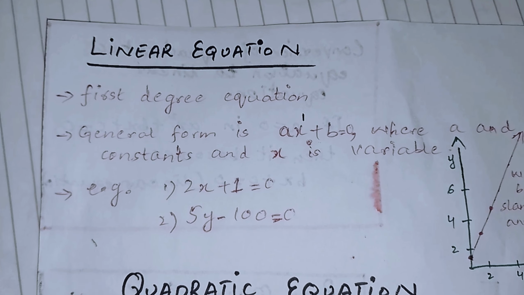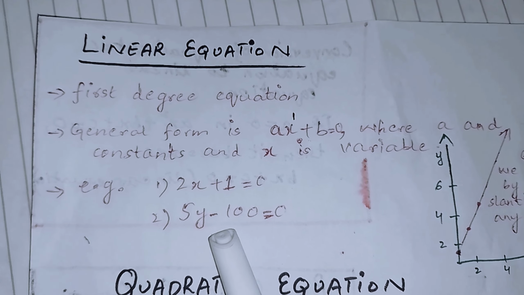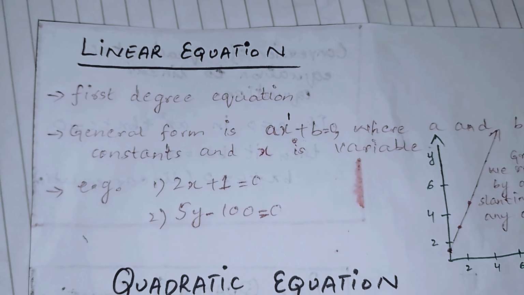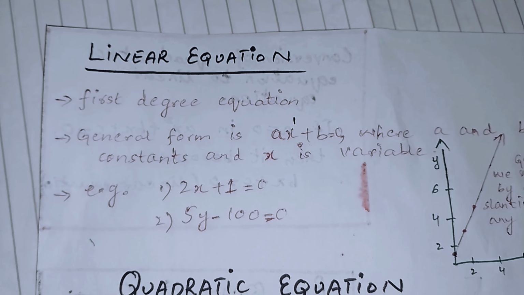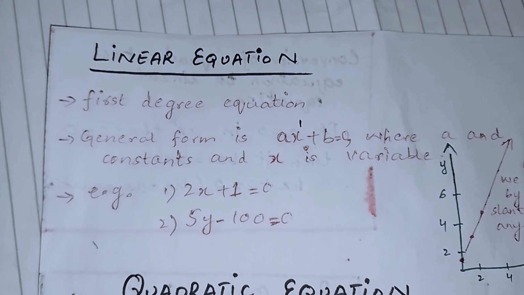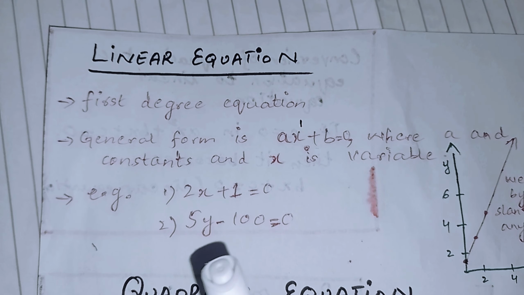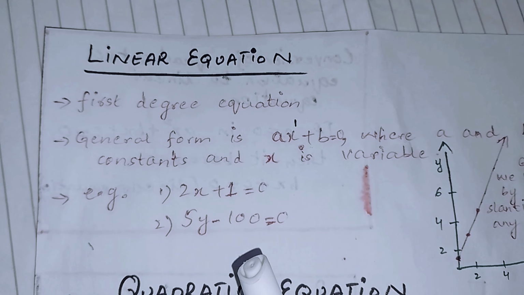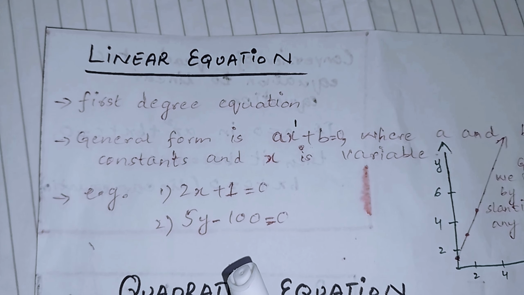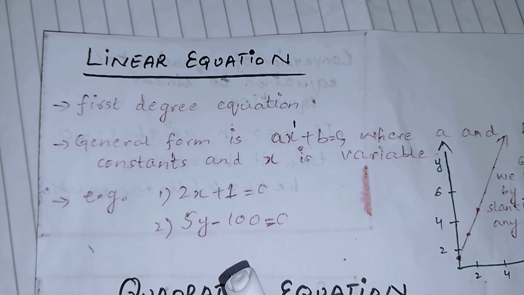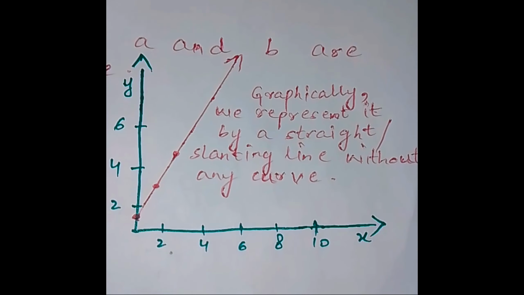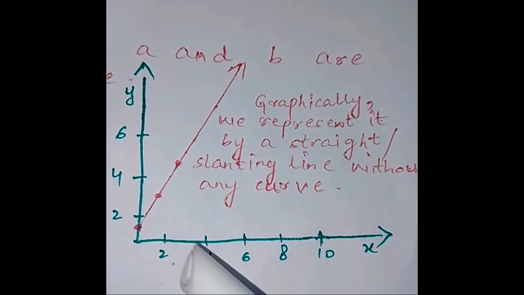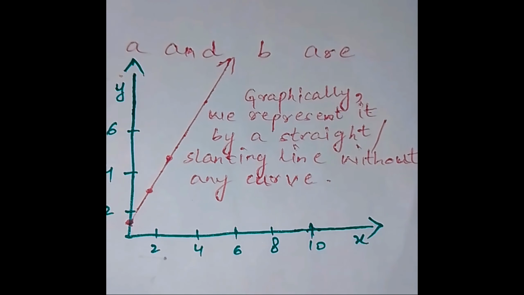Now have a look at the second example. The second example is 5y minus 100 is equal to 0. Here the variable is y and 5 and 100 are constants. But y has power 1, meaning this equation also has degree 1. So it is also a linear equation. Graphically we represent it by a straight slanting line without any curve.